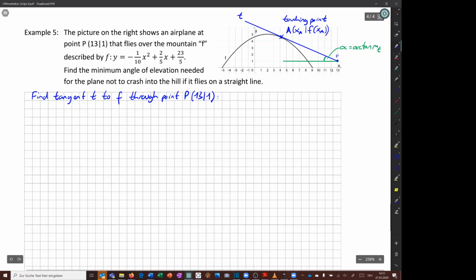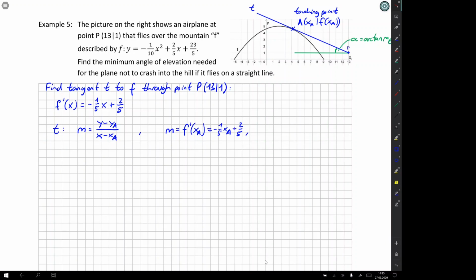Well, to find the tangent, we know we'll need the derivative. The derivative is f dash of x, so we get -1/5 x plus 2/5. The tangent is a straight line, so we could write it in gradient intercept form, y equals mx plus q, but it turns out that it is a lot simpler to use the gradient point form, so m equals y minus ya divided by x minus xa. Now let us remember the m of the tangent is just the derivative of the function f in the touching point a, so f dash of xa, which is -1/5 xa plus 2/5 by inserting xa here for the x.